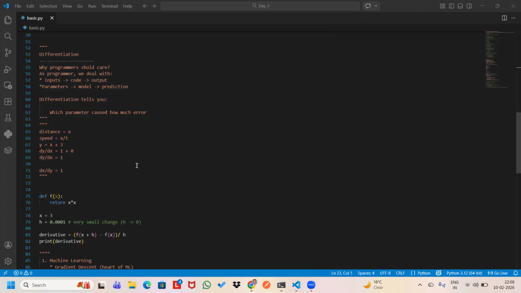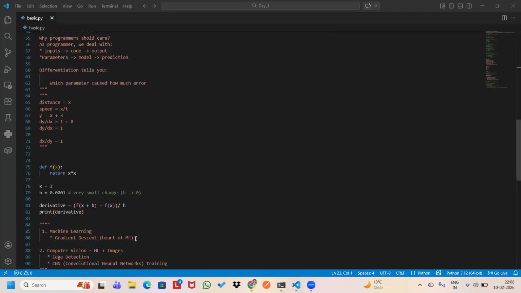Now differentiation tells you which parameter caused how much error. That means it will tell you that you should choose this path so that you can come downhill, that means you can minimize your error. You have seen the use of machine learning everywhere. In your email also, maybe you have noticed that you got some spam messages, and they are already going to be saved in your spam.